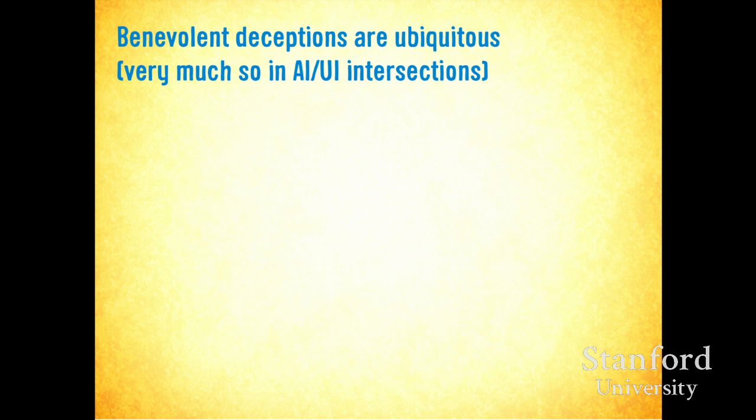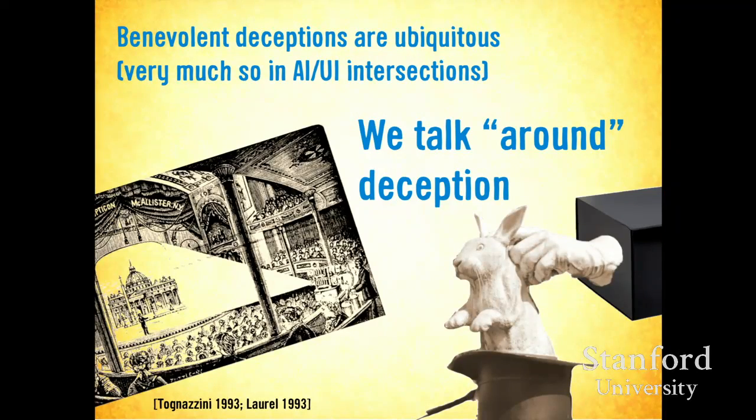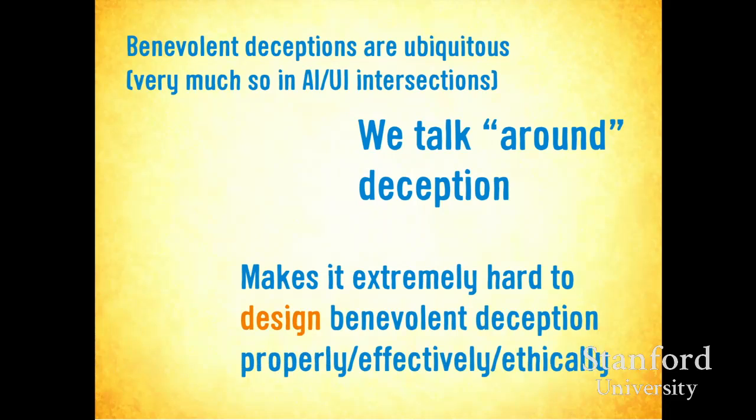Okay, so why do we think about this, and why am I thinking about this in the context of AI and UI when we talk around deception, okay? Most people do not like to think about actually deceiving the end user, which I think raises a bunch of problems. We talk about theater, we talk about magic. Those are the metaphors that we use when we talk about these acts that are actually acts of deception. I think failing to treat it as actual deception makes it hard to design these things properly, effectively, and ethically.